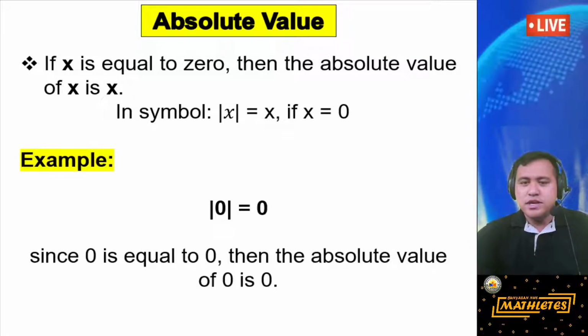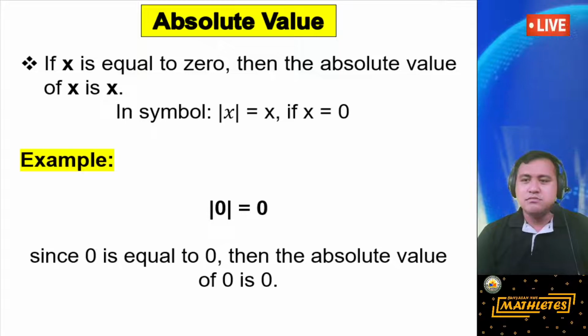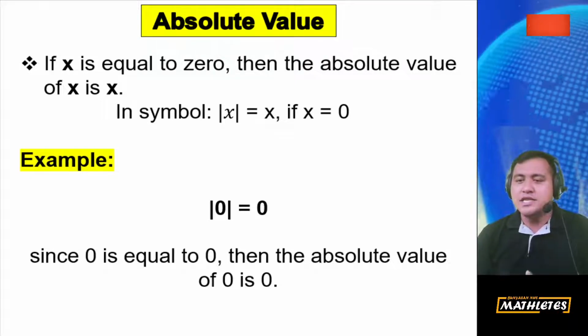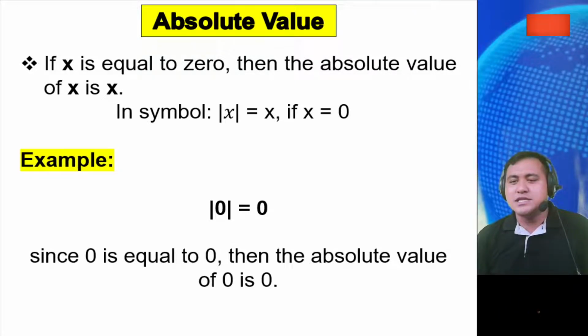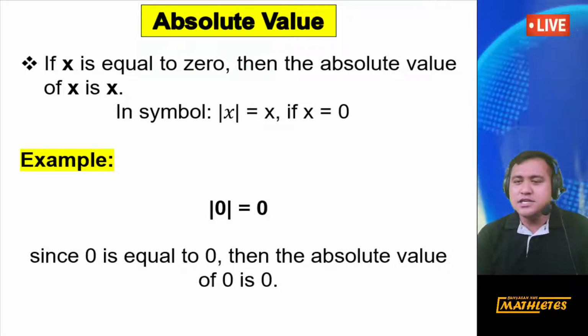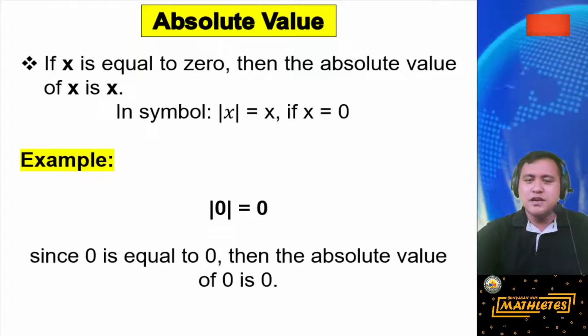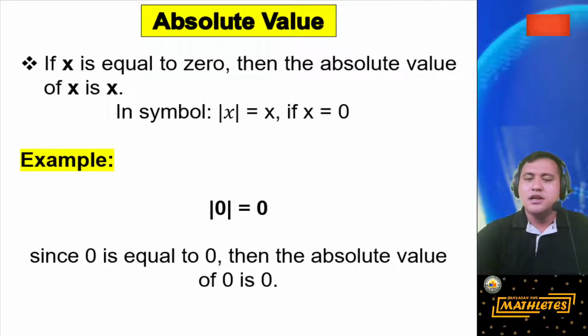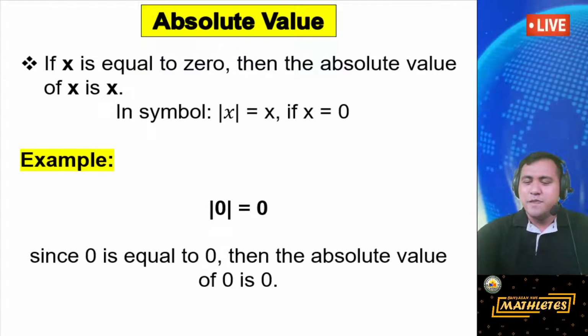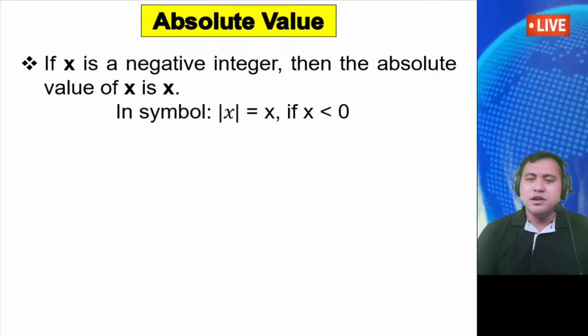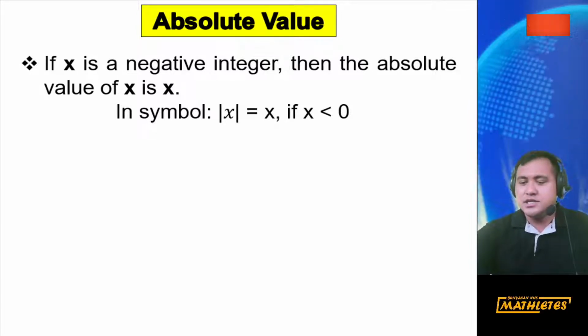Now, for example, we have absolute value of 0. Remember, wala na ako na-mention kanina, 0 is not negative nor positive. 0 is 0. Dili siya positive, dili siya negative. So, since 0 is equal to 0, then the absolute value of 0 is 0. Okay, next is if x is a negative integer.